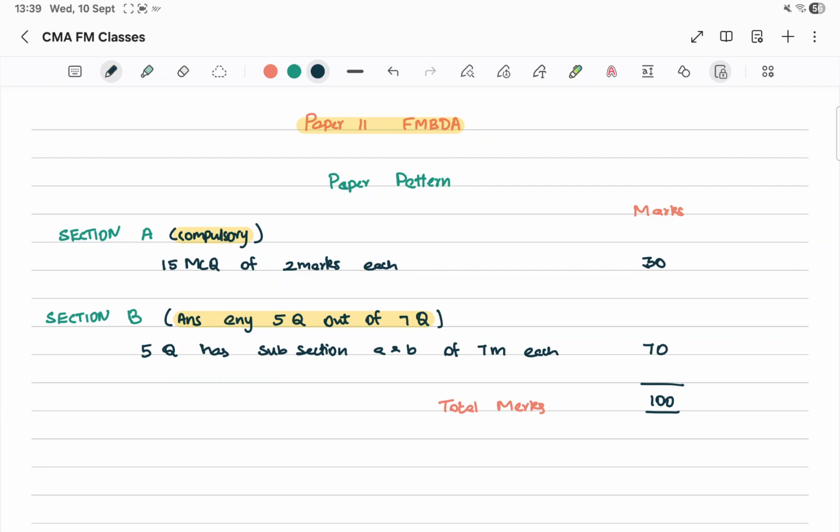So today we are going to see an ABC analysis of FMBDA, so financial management and business data analysis. Going straight into the topic, I don't want to waste your time.